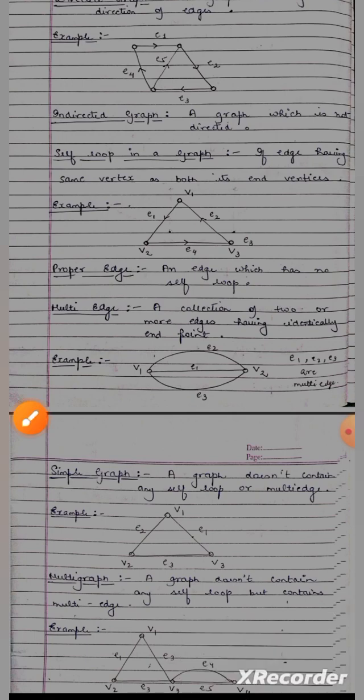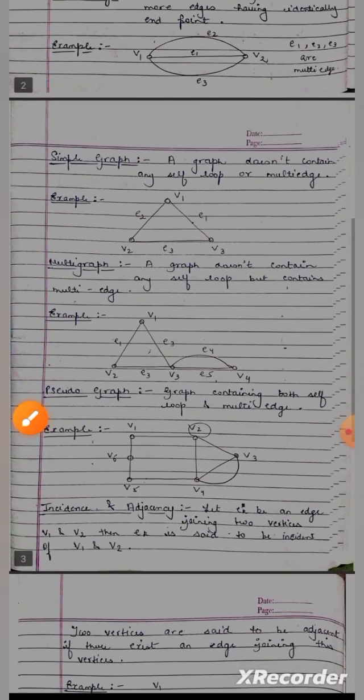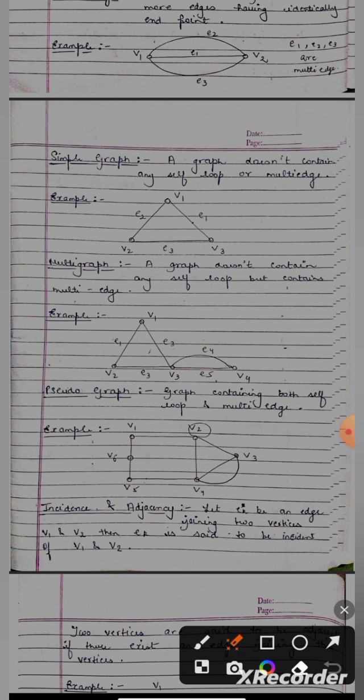Simple graph: a graph which doesn't contain any self loop or multi edge is known as a simple graph. As we can see in the example, this graph doesn't have any self loop or multi edge, so it will be a simple graph.